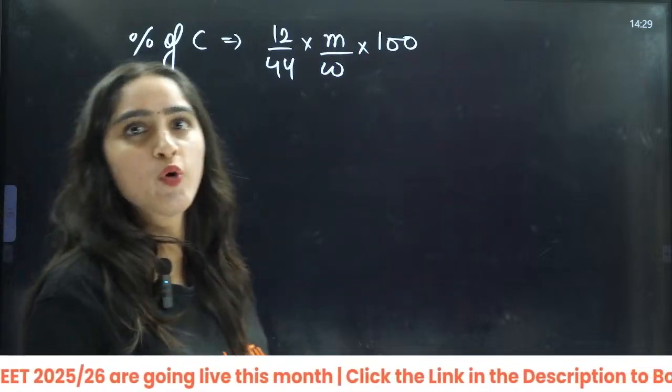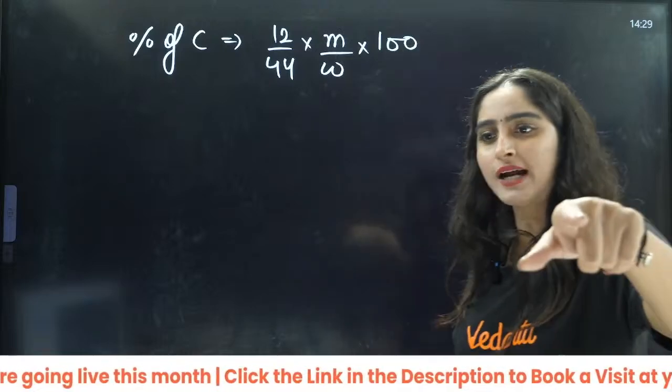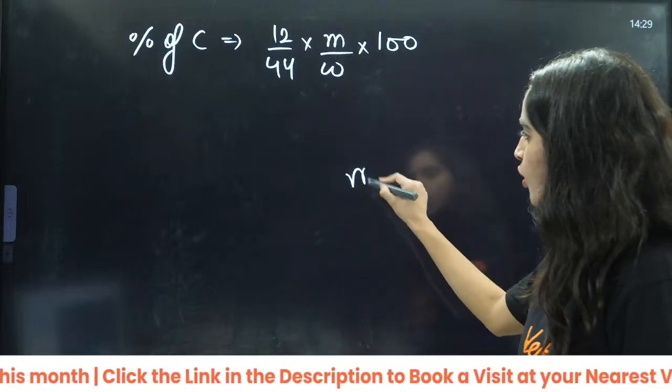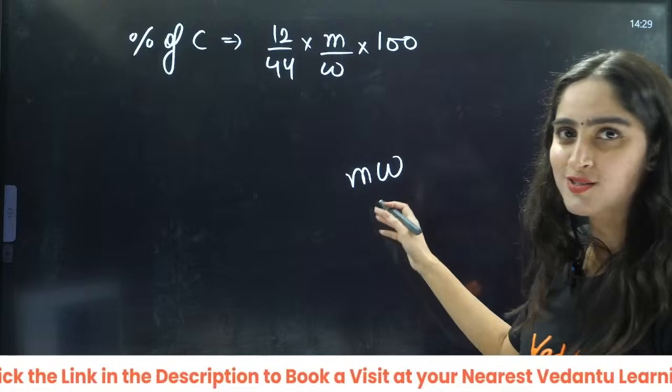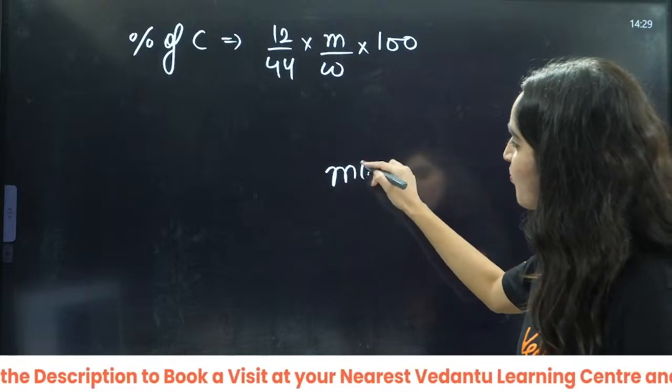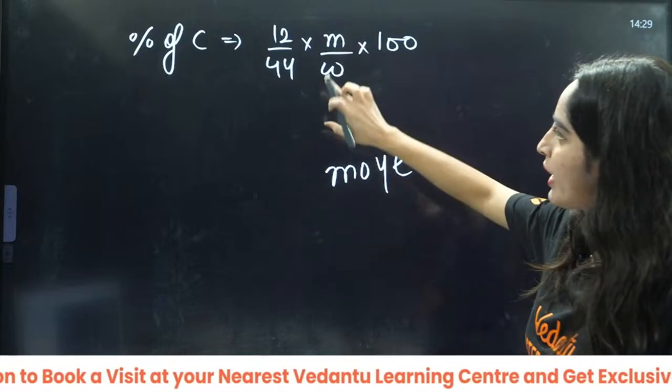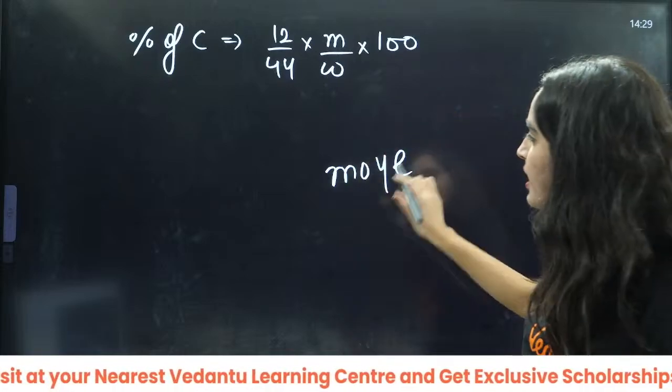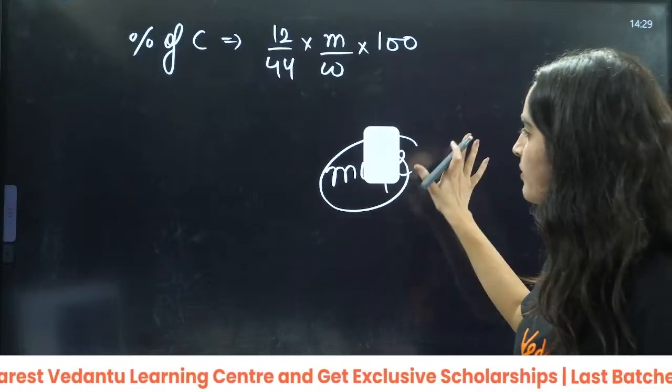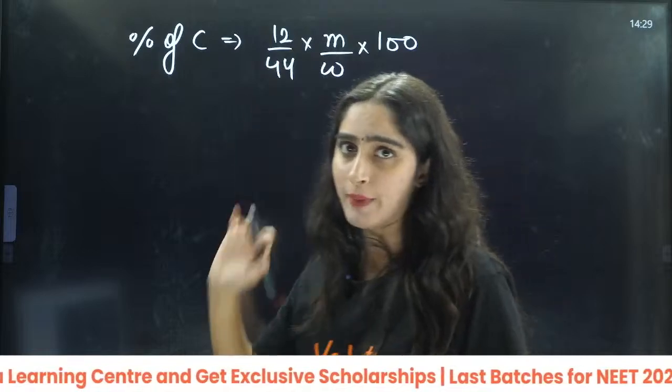But you can remember this by that meme, moe, moe. You remember that meme? I know there is no such thing as moe, moe, but M sounds like "moe" and W is like "oe". So by moe, moe, you can remember this: M by W.